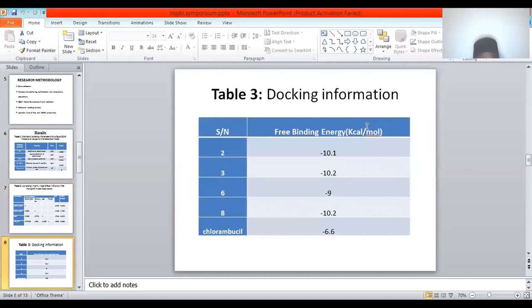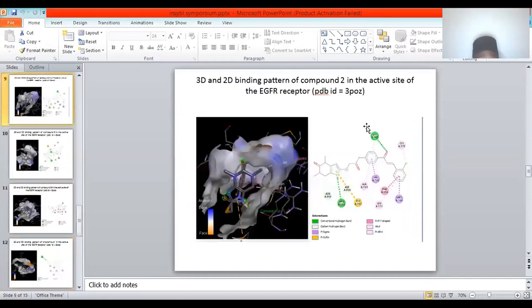Here is the binding affinity of some selected docked compounds with the EGFR receptor, with compounds 3 and 8 having the best binding affinity. The 3D and 2D binding pattern of compound 2 in the active site of the EGFR receptor is shown in this slide. From this slide, we can see that compound 2 interacts with the receptor using conventional hydrogen bonds, carbon hydrogen bond, pi sigma, pi sulfur, pi T-shaped, alkyl, and pi alkyl.